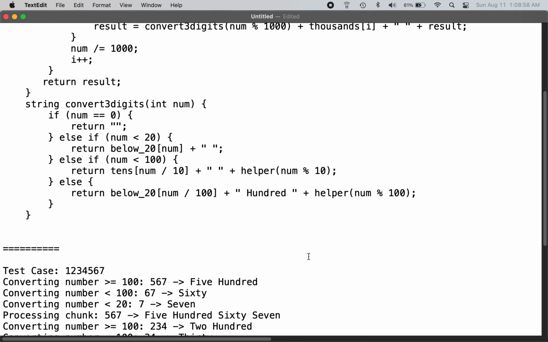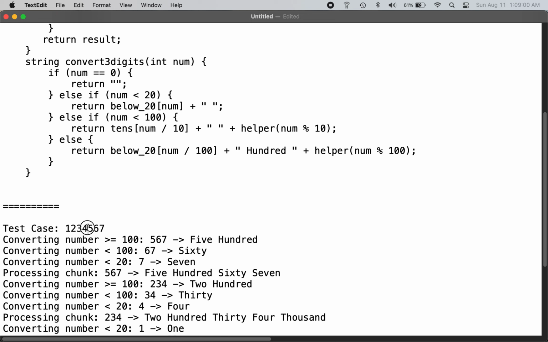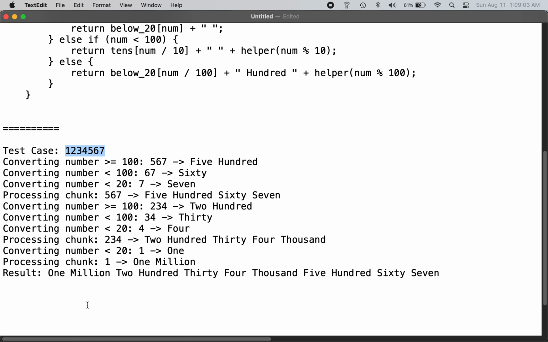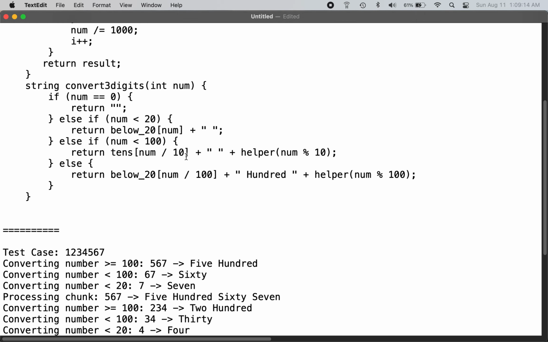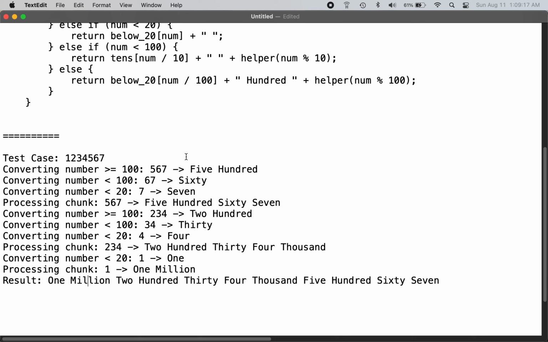Let me give an example: 1 2 3 4 5 6 7, which you need to convert into 1,234,567. If you look at the numbering, the comma always comes after three digits. I know the British system is a little different, but this is the American system.